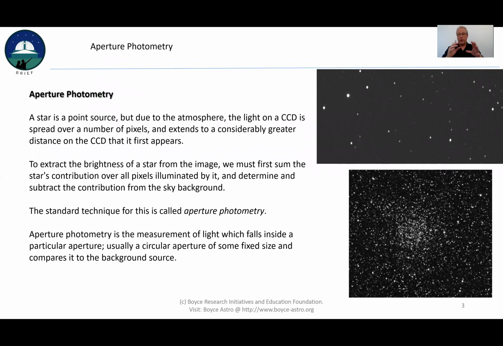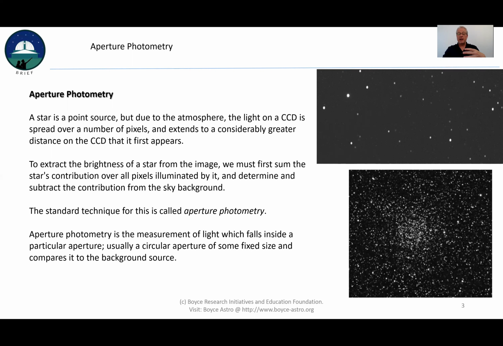A star is a point source. But due to the atmosphere, the light on the CCD gets spread out over a number of pixels considerably greater than it would have had the Earth's atmosphere not diluted this light or spread this light out. To extract the brightness then from this star on the image, we have to understand the star's contribution to all the pixels in the area and what the background sky's contribution is. Since the background sky is not always perfectly black, there is some bias introduced by that. We separate that out through a process called aperture photometry.